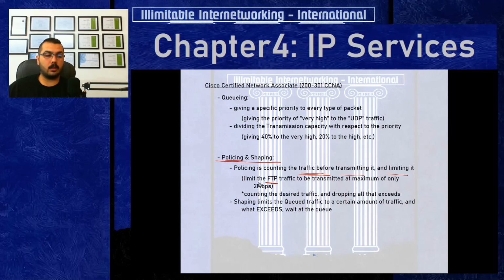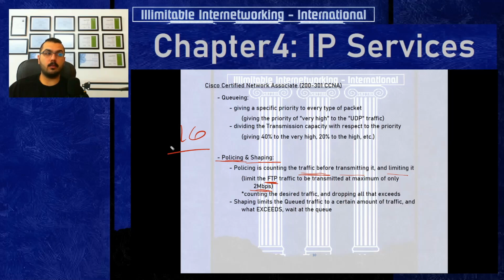And you can limit it, like limiting the FTP traffic. FTP is actually the name of a protocol, don't get confused. I talked about it in chapter 1 in IP parameters, but anyway, it's limiting the FTP traffic to be transmitted at a maximum of only 2 megabits per second. Yes, my fast Ethernet cable can carry 100 megabit per second, or maybe I have just an ordinary old Ethernet cable, and old Ethernet cables had a bandwidth of only 10 megabits per second. So what will happen is that I will serve, using policing, only 2 megabits per second for FTP.